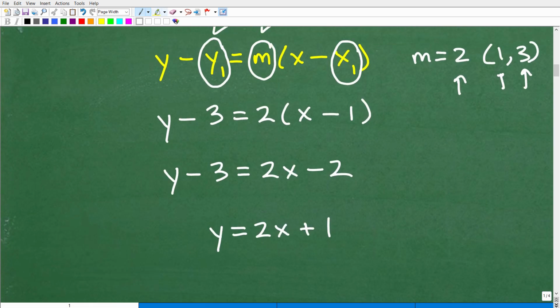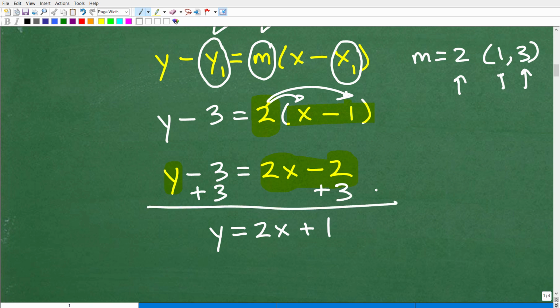all we're going to do is just apply our basic algebra skills to solve for y. The first thing you want to do is take this 2 and use the distributive property. So it's going to be 2 times x, that's going to be 2x, and then 2 times negative 1 is going to be minus 2. So to solve for y, I'm simply going to add 3 to both sides of the equation. And when I do that, I'm going to get y is equal to 2x plus 1.